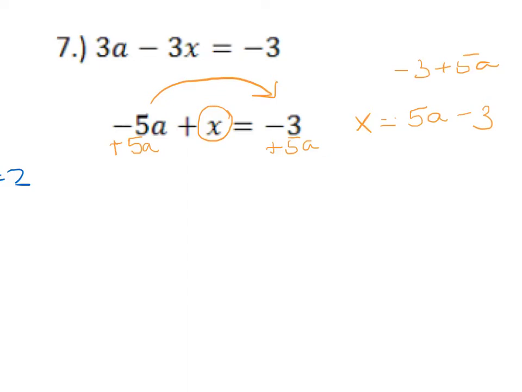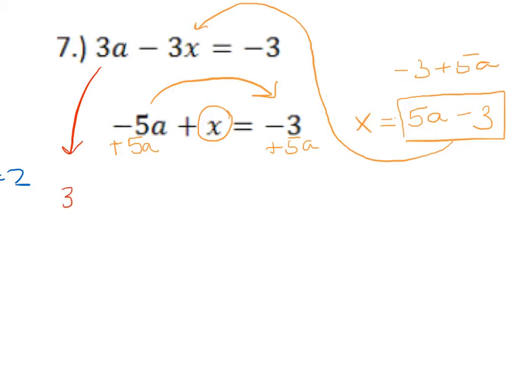Okay, now that I have that, what I'm going to go ahead and do is take this expression that x is equal to and substitute it in the place of x in my first equation. So let me change colors so that we see what's going on. So when I rewrite that first equation, and I'll put another arrow here, we have 3a minus 3.